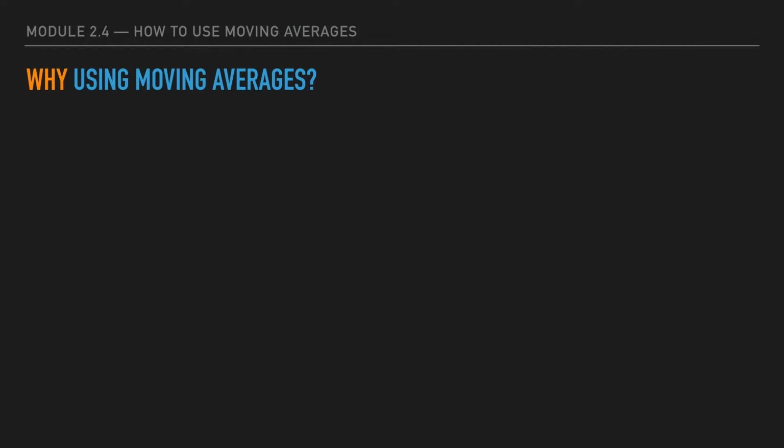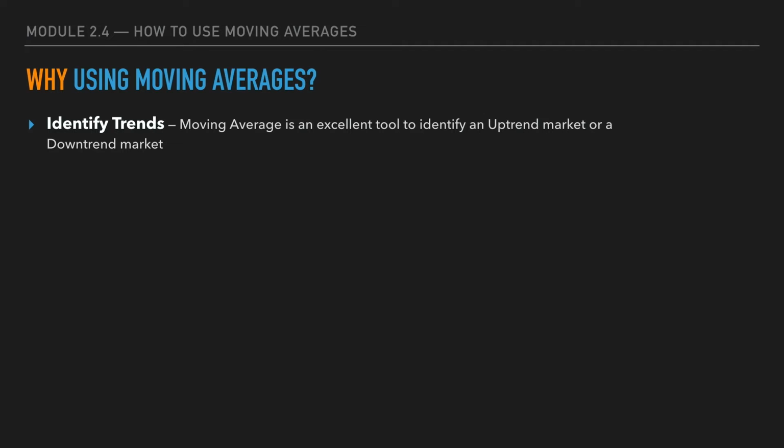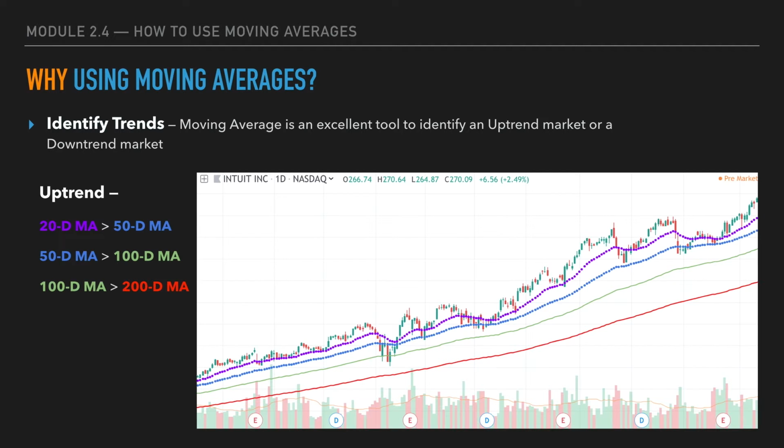So the next question is, why do we use moving averages for technical analysis? Well, there are three key areas in technical analysis where moving averages can really help us more effectively. First, we can use moving averages to easily identify trends in the market. Moving average is a fantastic tool to identify an uptrend or a downtrend in any market, if there is a trend. So here's an example.